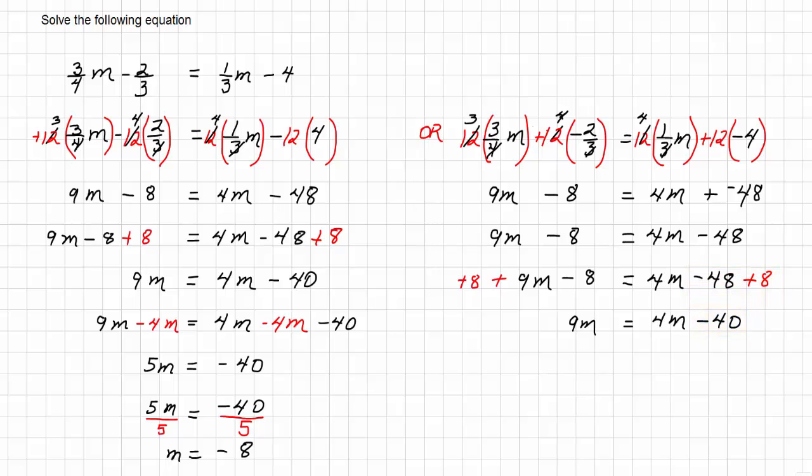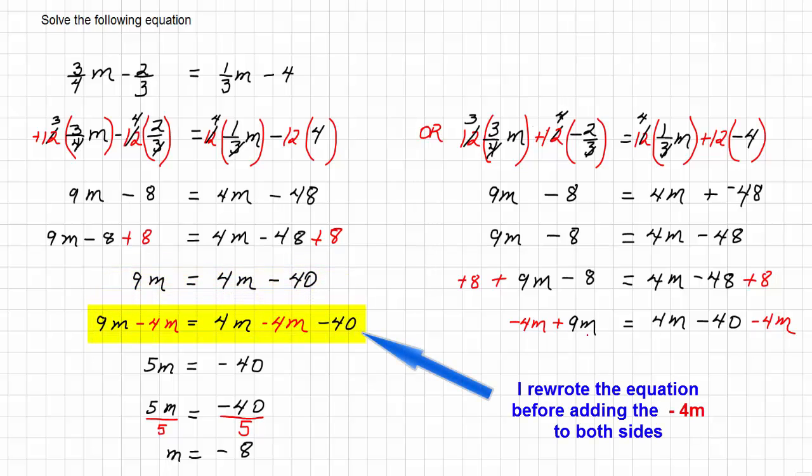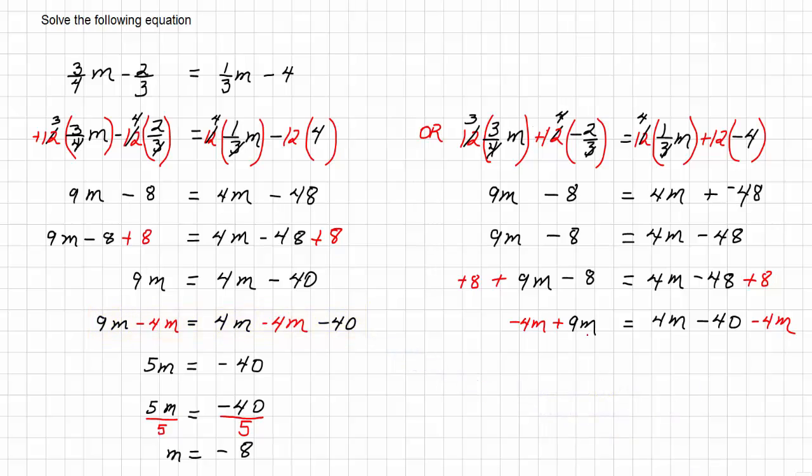Now I want to eliminate the 4m from the right side, so I put a negative 4m on each side of the equation. You'll notice here that in the last line I did not rewrite the equation like I normally do before I subtracted 4m from both sides. In my experience, this may save a few seconds, but in the long run, students tend to make more mistakes, and it's not worth the risk.